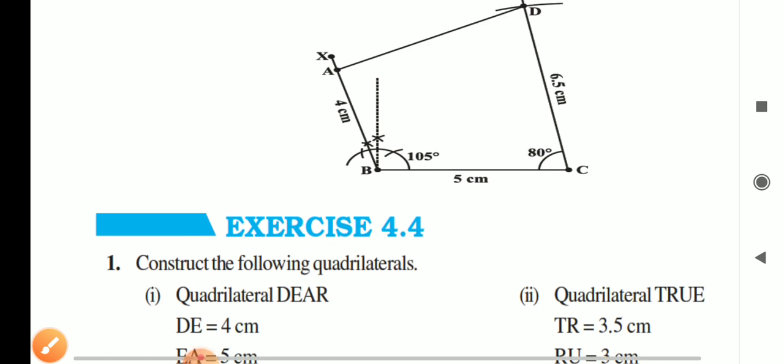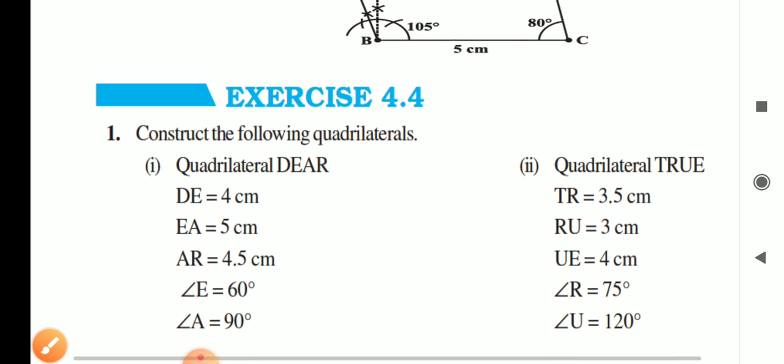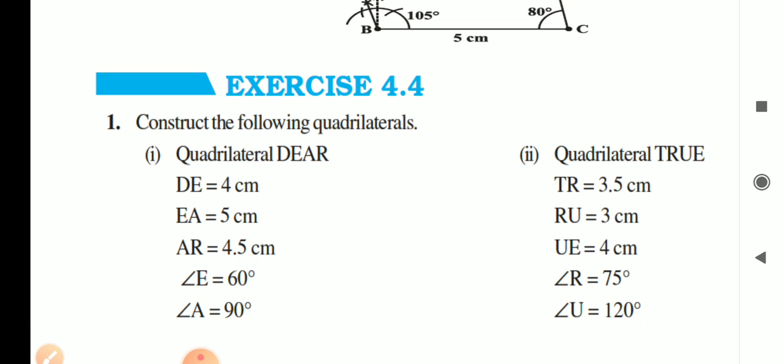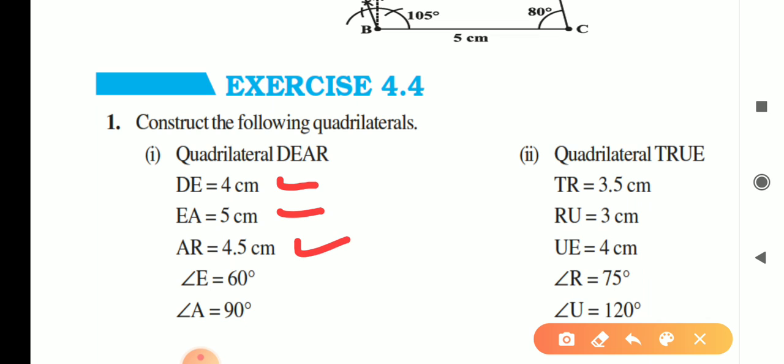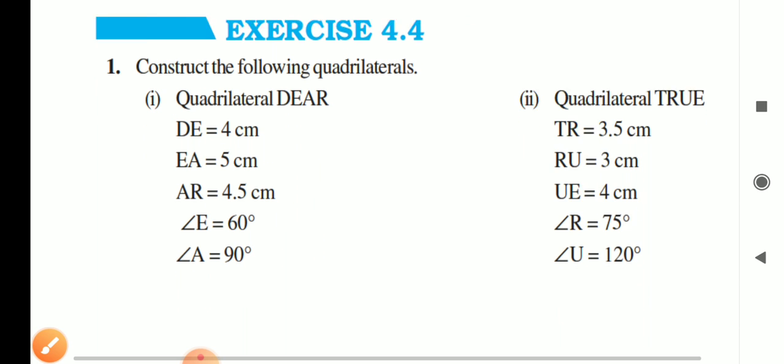Now I am taking exercise 4.4. There are only two questions. First, you have to draw a quadrilateral DEAR in which DE is equal to 4 centimeter, EA is equal to 5 centimeter, AR is equal to 4.5 centimeter, angle E is equal to 60 and angle A is equal to 90 degree. Now let's start to draw the quadrilateral with the given specification.